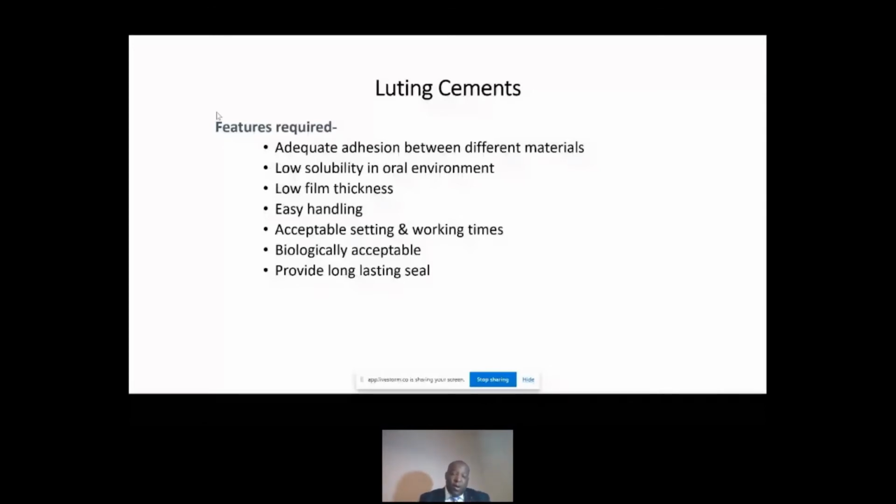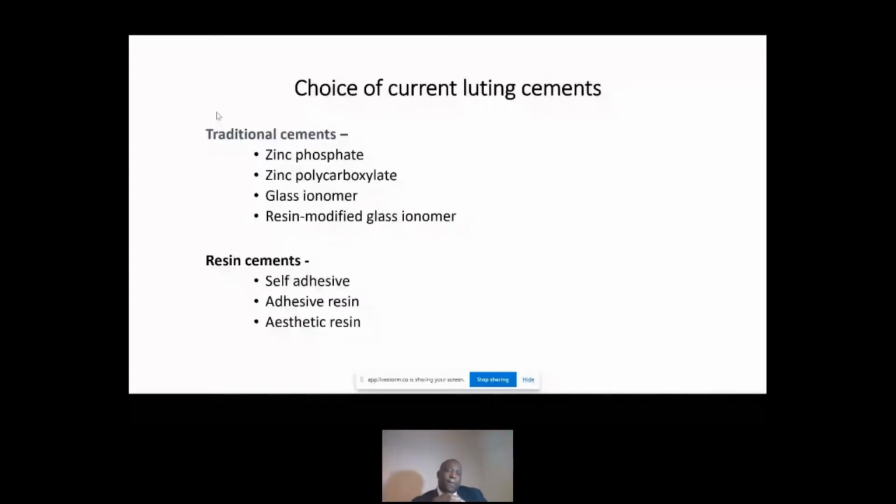And then if we do our part, the available cements can help us. So what cements are there available? Well, cements are divided in various categories, and for this presentation, we've broken them down into traditional and resin cements. Traditional cements include zinc phosphate, zinc polycarboxylate, glass ionomers, resin modified glass ionomers, self-adhesive, and various resins.